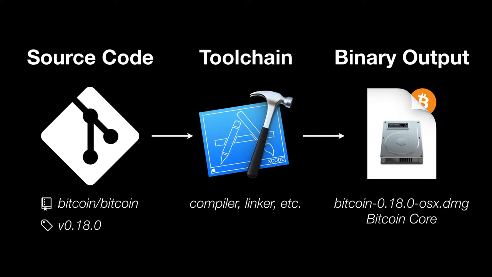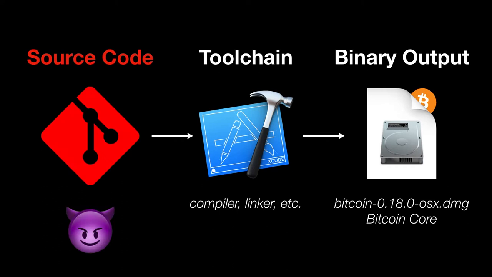But knowing this doesn't give us any guarantees. How do we know that the binary we downloaded from bitcoincore.org corresponds to the Bitcoin 0.18 source code? How do we know that whoever uploaded this binary didn't modify the source code so that it uploads your private keys to a malicious server?